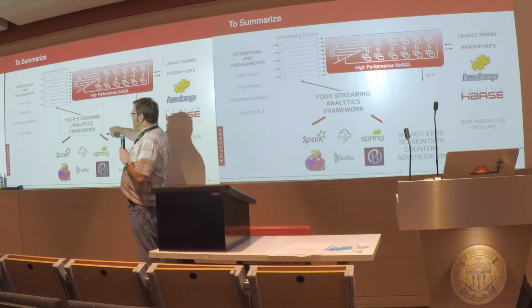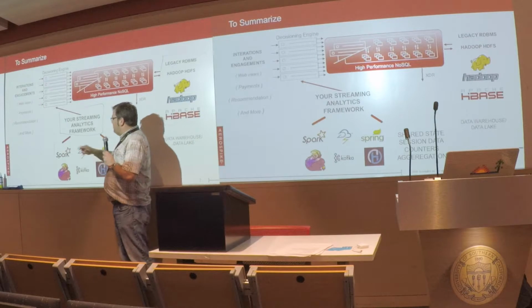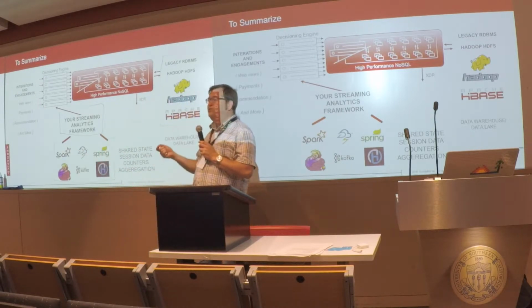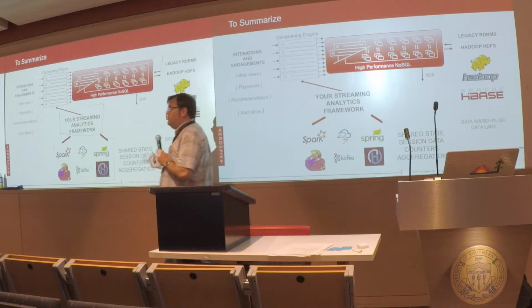So that's the pattern that I found works. Let's say, for example, you're in Storm. And in Storm, you get a message, and that message has a user ID. That's a key-value lookup.